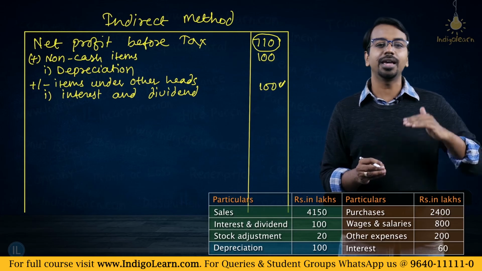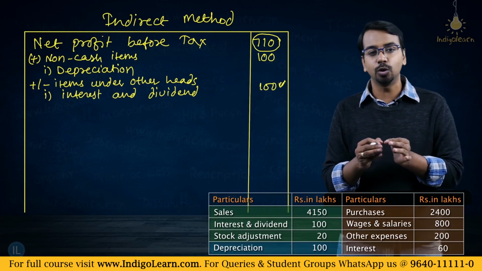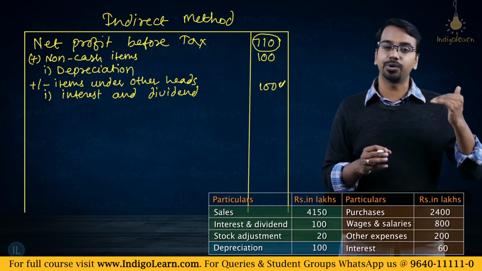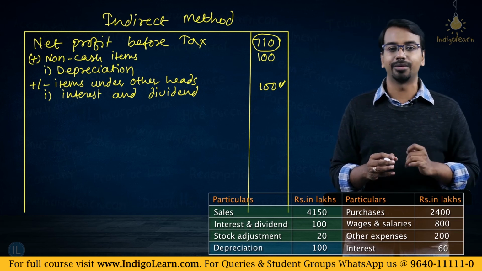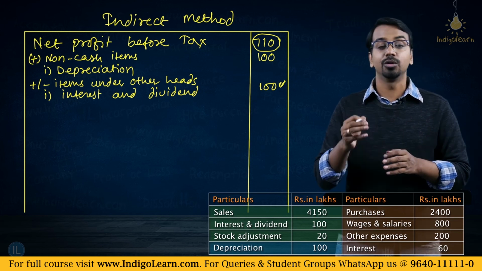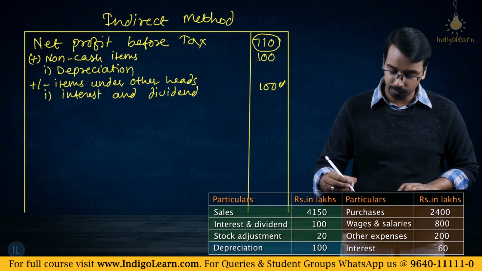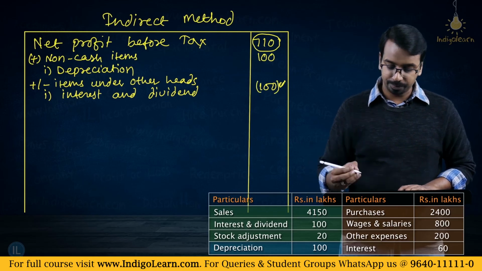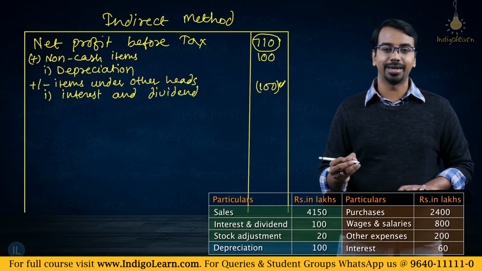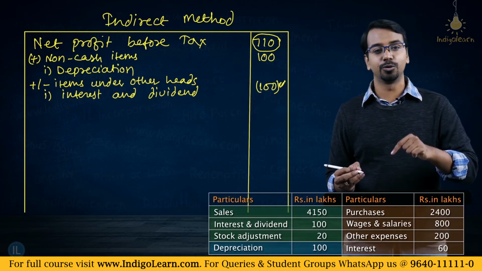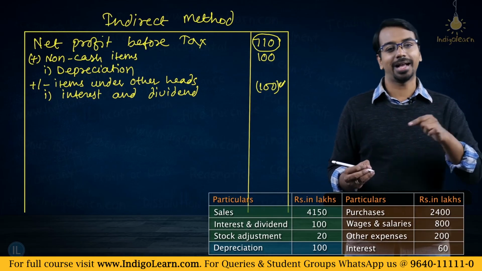Now since earlier we have added this, now we will have to reduce this, right? When we computed net profit, we added 100. Now while adjusting it for cash flow, we will remove 100. So just remove 100. That's why we show it as a negative item. If you have added earlier, reduce now. If you had reduced earlier, add now.